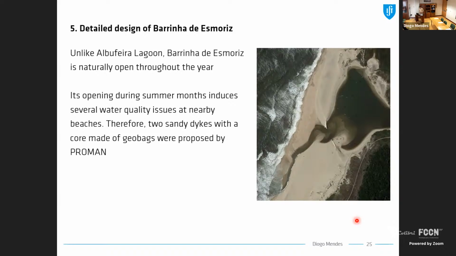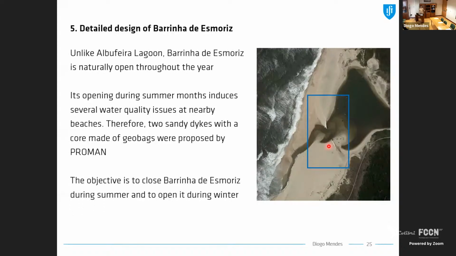And so, Proman put forward a solution of two sandy dikes composed by a core of geobags. So the idea is, in that area, you just put two sandy dikes with a core of geobags that are connected with two barrels, here and there. So during summer months, you put sand in the inlet channel and you close the inlet to prevent water quality issues for nearby beaches. Then, after the summer period, you just go there, you take out the sand, and you let the inlet evolve naturally. So the objective is to close Barrinha de Esmoriz during summer and to open it during winter.